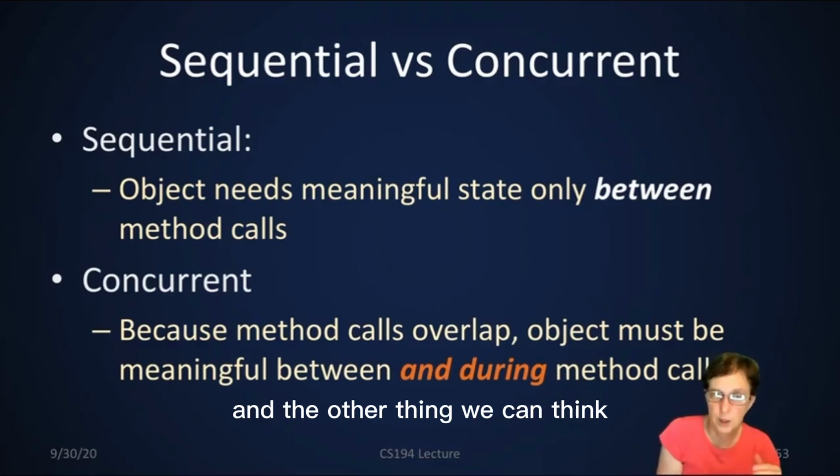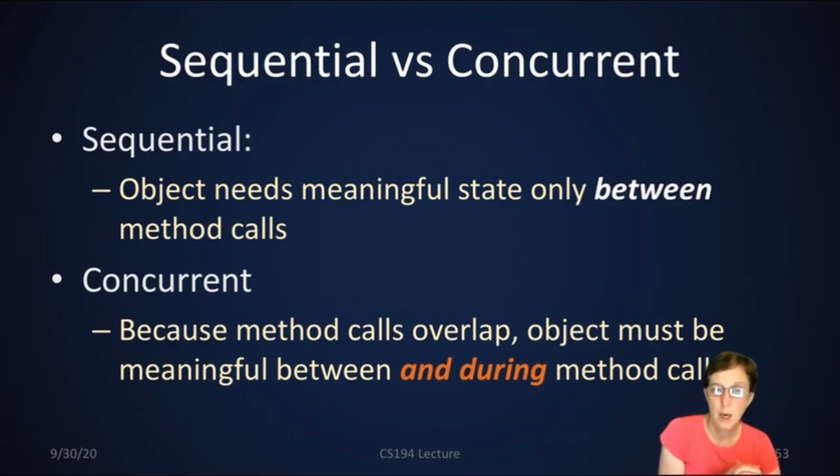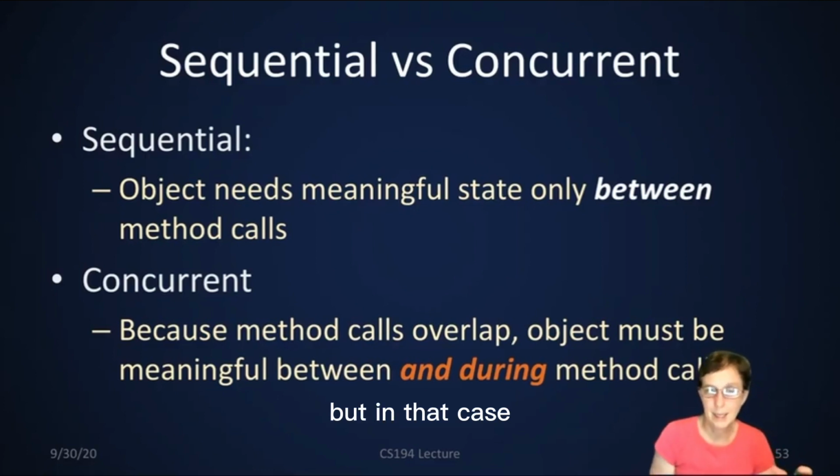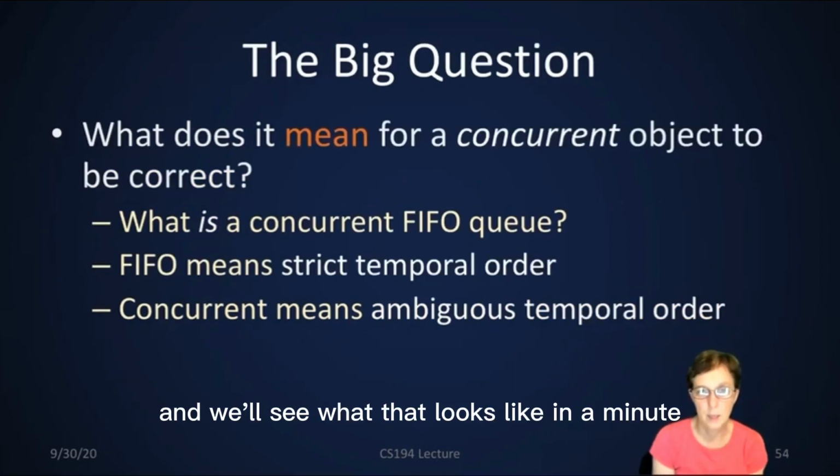And the other thing we can think about is the version with locks, which we can also reason about in terms of the code. But in that case, nothing inside of those methods can really run concurrently. And we'll see what that looks like in a minute.